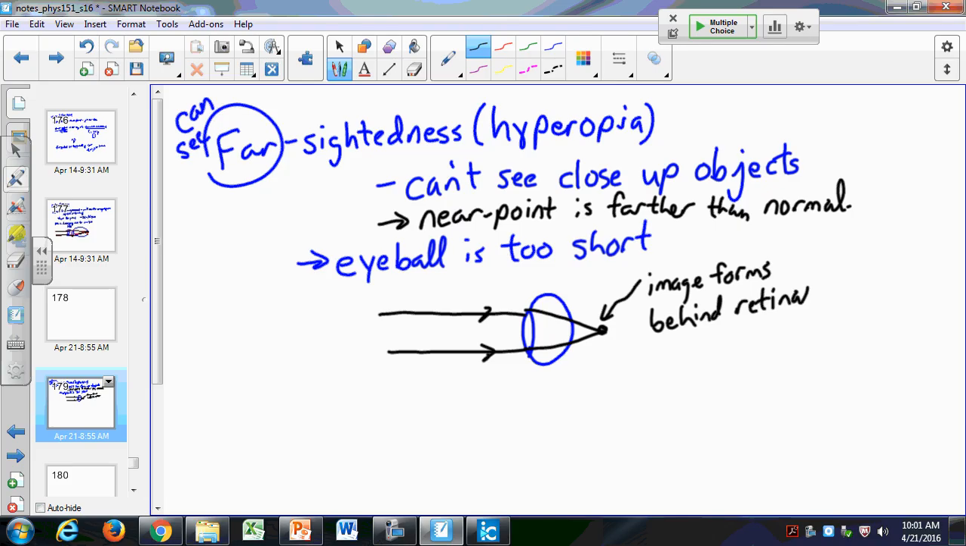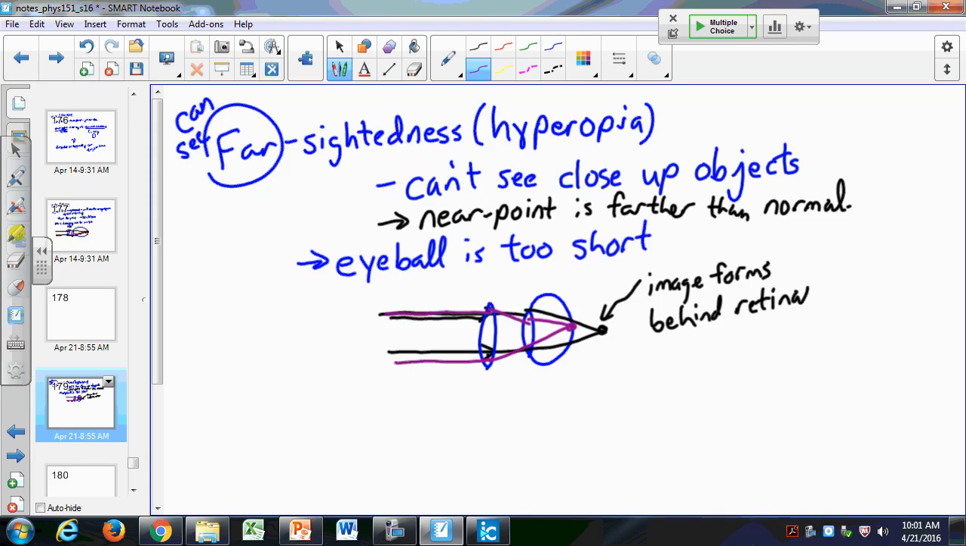How am I going to fix this? What type of lens will I use? A converging or diverging? A converging, right. So I'll put in a converging lens here. The light rays will come in. It's a different color. Light rays will come in. They will converge a little bit before they get to your eye. And then your lens will converge them the rest of the way down to your retina. So to fix farsightedness or hyperopia, I use a convex lens in order to do that. It basically focuses the light a little bit before it gets into your lens, and then it focuses it the rest of the way.